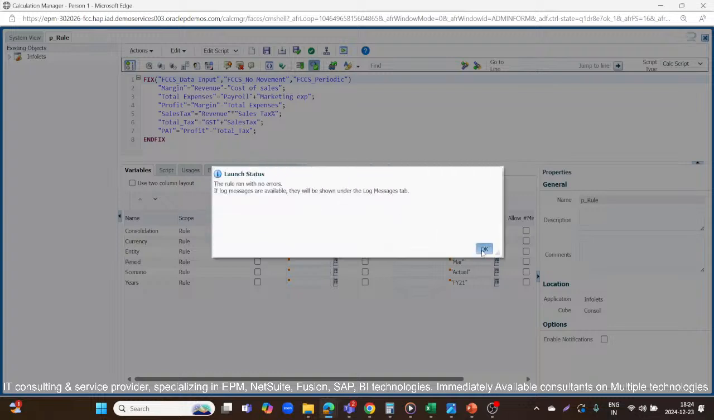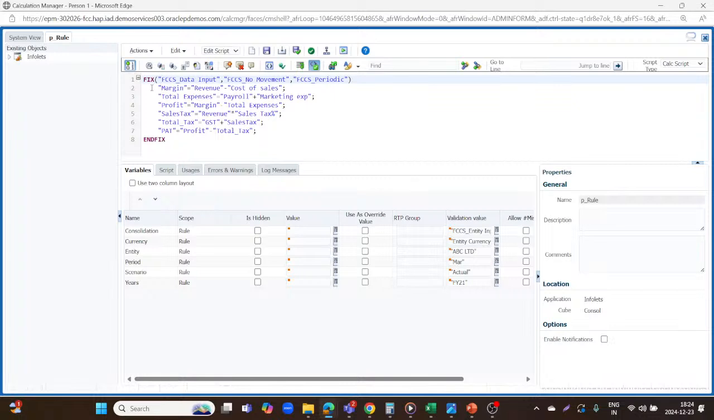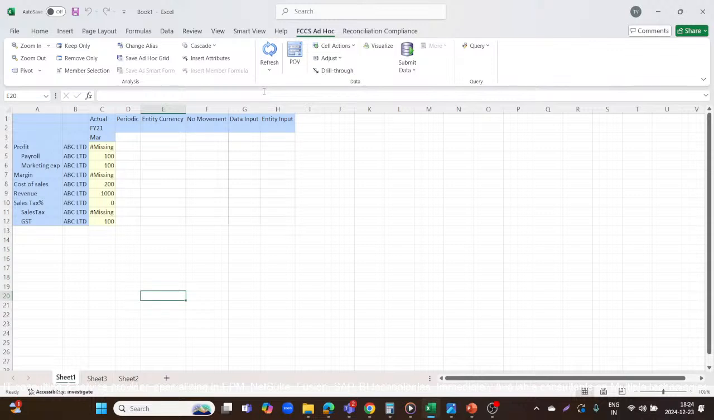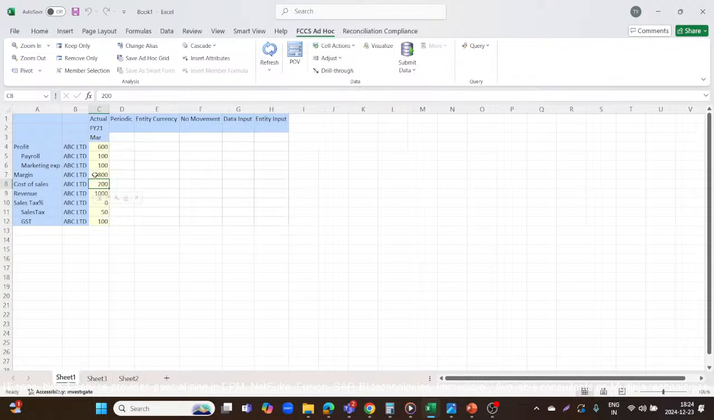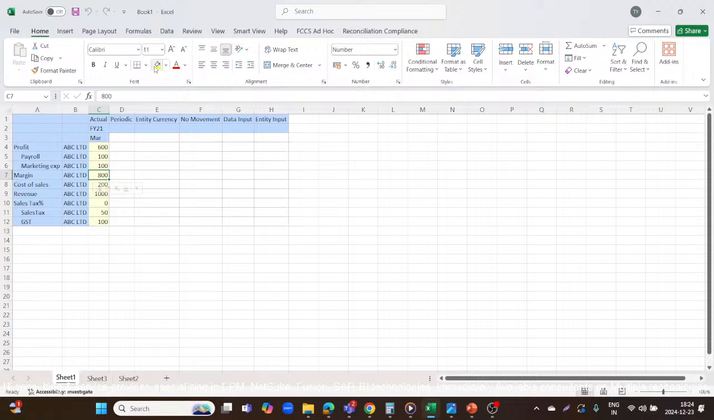Okay, now we'll keep on comparing the numbers. First it is margin equals revenue minus cost of sales. You can see for margin we haven't got the number. Revenue is 1000, cost of sales is 200, so it should be 800. When you refresh it, you will get the margin as 800. See, we have done the calculation for margin.